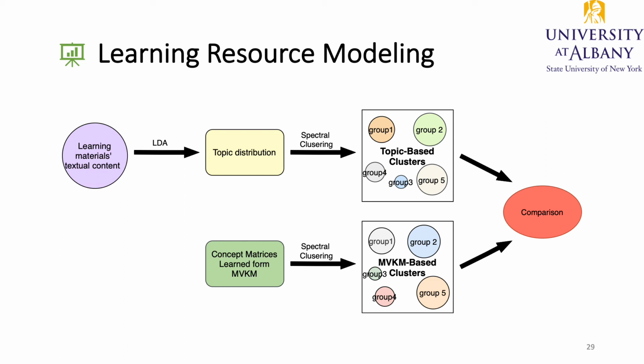This figure shows the topic-based similarity process. First, we collect learning materials' textual content, then use LDA to train a topic distribution, and use spectral clustering to cluster learning materials into different topic-based clusters. At the same time, we use spectral clustering on the concept matrices learned from MVKM to get MVKM-based clusters. Finally, we compare the 2 clustering results we obtained.